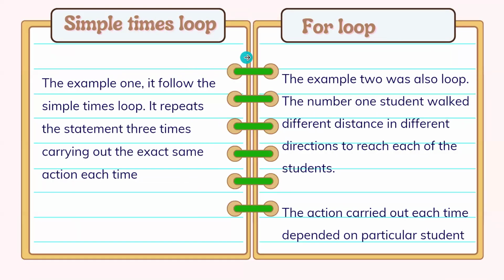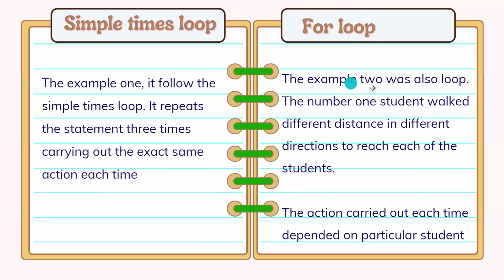Let's look at the difference. Example one follows the simple times loop. With a simple times loop, it repeats the statement, the steps: give high five, three times, and carry out the exact same action each time. The action is exactly the same, and the number of steps is also the same.